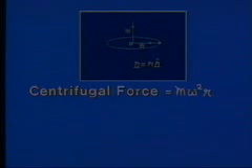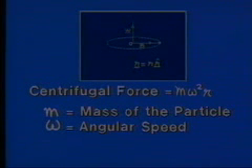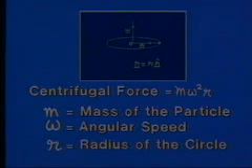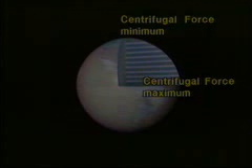For every point on the Earth, omega is the same, but r is maximum at the equator and minimum at the poles. Hence, the centrifugal force is maximum at the equator and it vanishes at the poles. Since at the time of formation, the Earth was in a fluid state, the force of cohesion was small and could not balance the centrifugal force. Hence, the Earth bulged out at the equator.